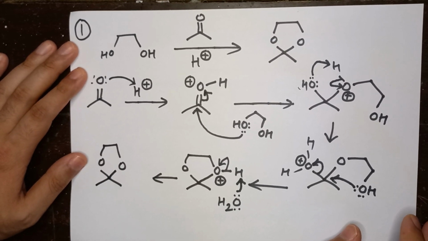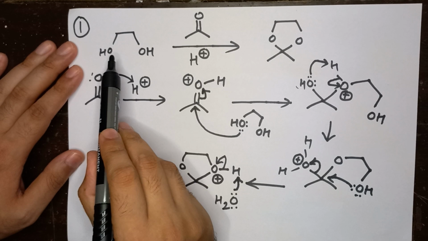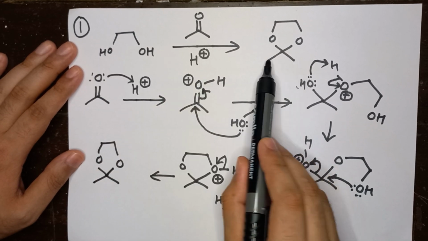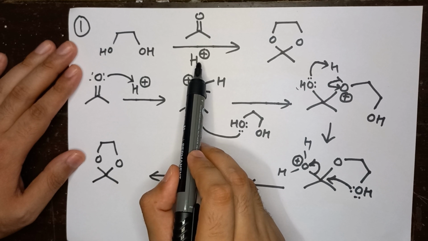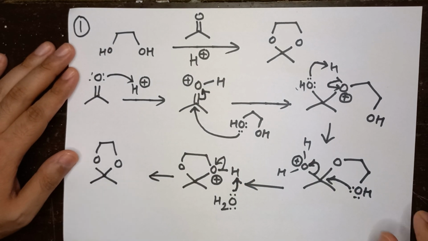It was pretty simple, right? So you are able to convert your diol into the protected version by using a ketone with a catalytic amount of H plus ions, and this is the mechanism for that.